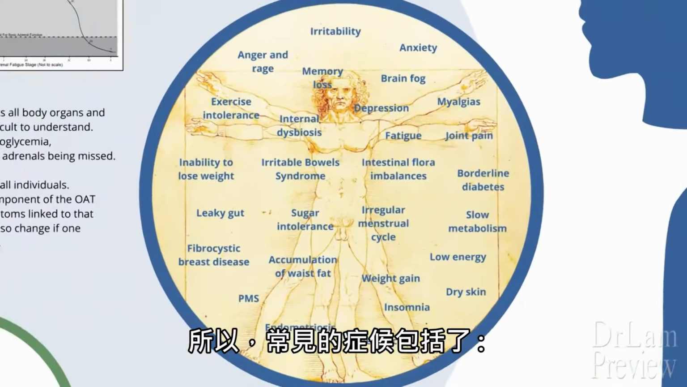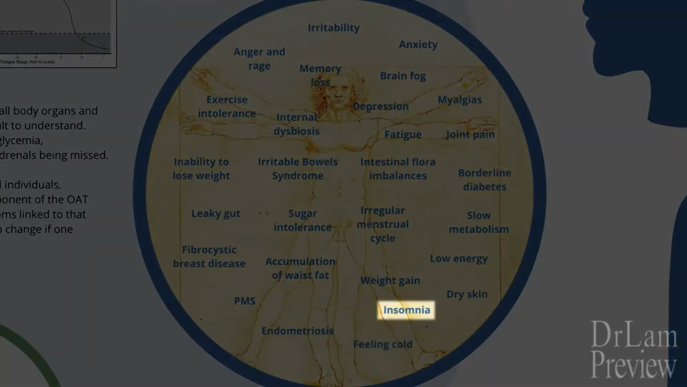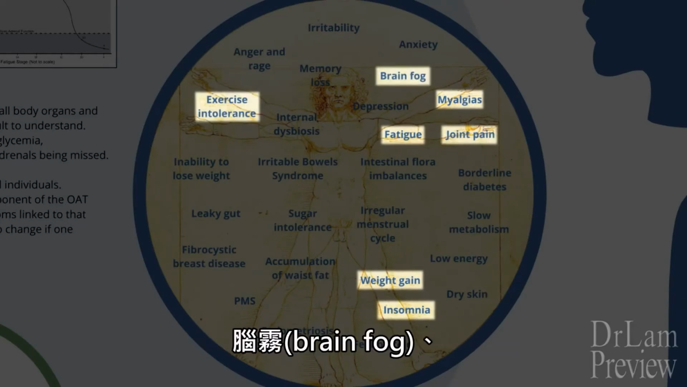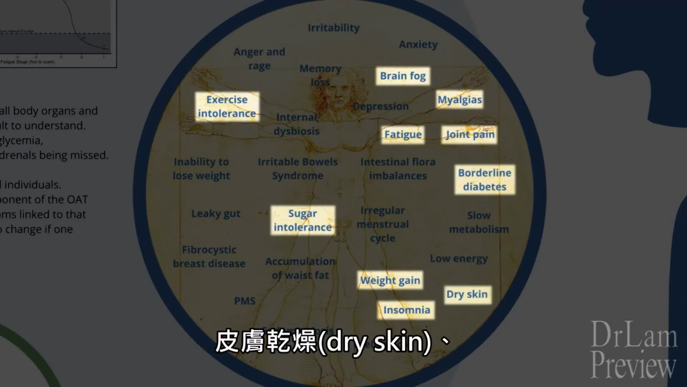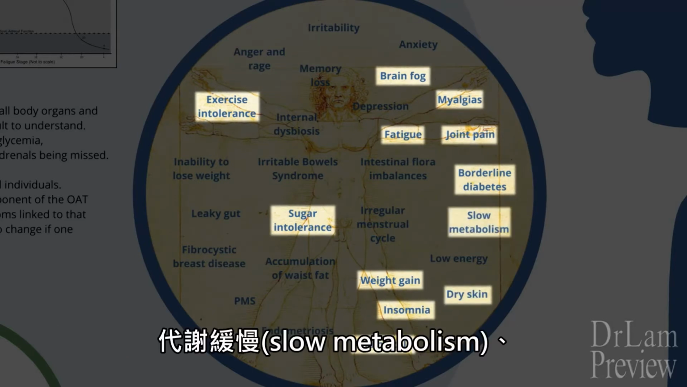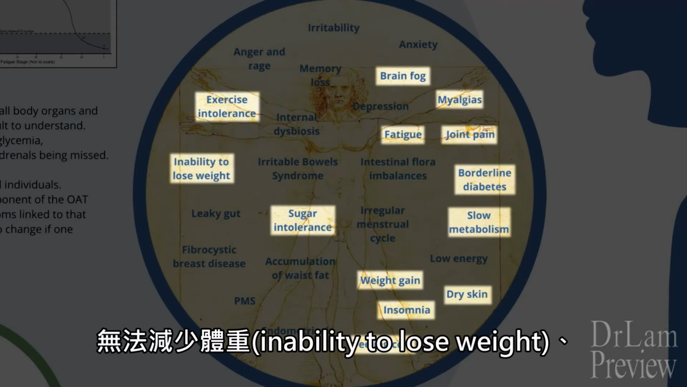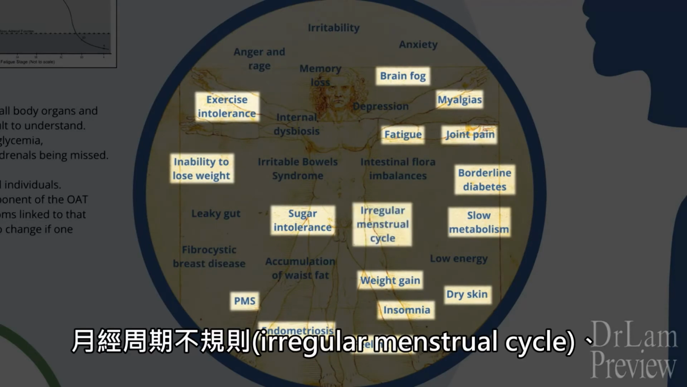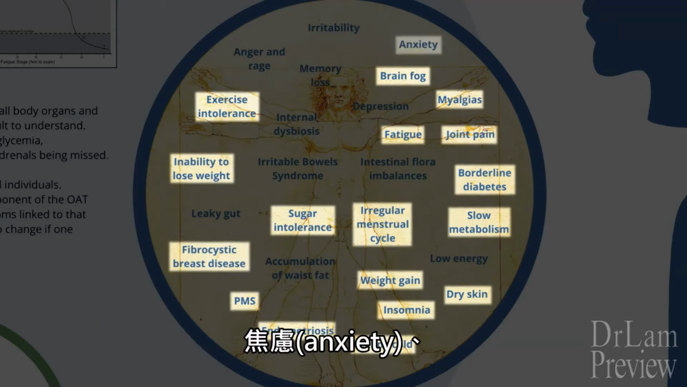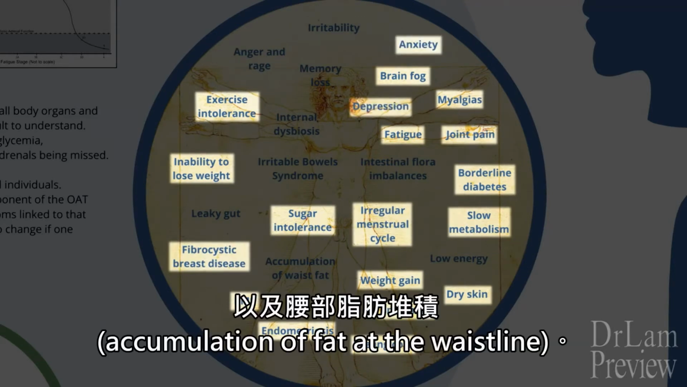So the common symptoms include insomnia, fatigue, myalgia, weight gain, joint pain, exercise intolerance, brain fog, sugar intolerance, maybe borderline diabetes, dry skin, feeling cold, slow metabolism, inability to lose weight, PMS, endometriosis, irregular menstrual cycle, fibrocystic breast disease, anxiety, depression, and accumulation of fat at the waistline.